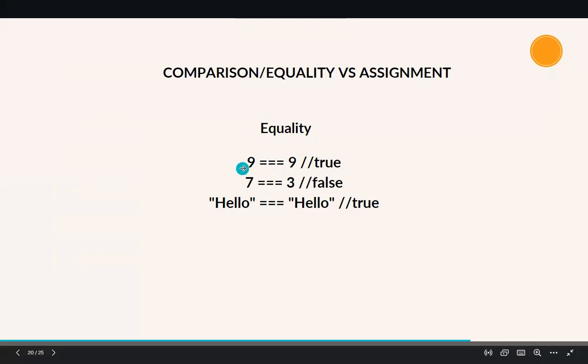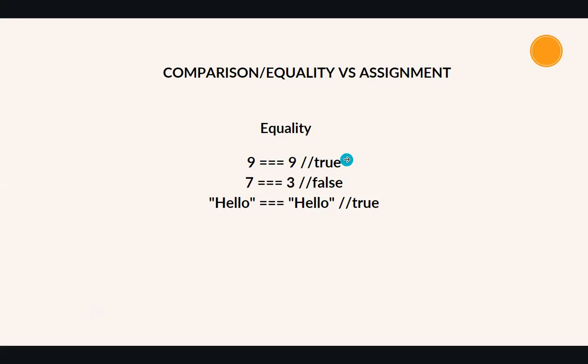For example, if you did 9 triple equals 9, it will give you true, which is a Boolean. Why? Because 9 equals 9 is true. Usually when you check for equalities, the result you get is a Boolean, either true or false, because you are checking for equality. So that is usually a Boolean. If you check 7 equals 3, it will give you false because 7 is not equal to 3. So the way you check for equality is this.